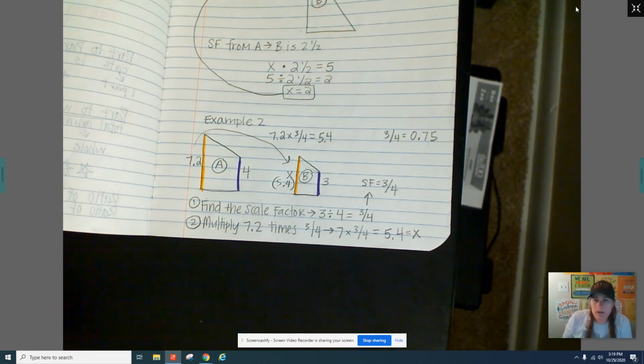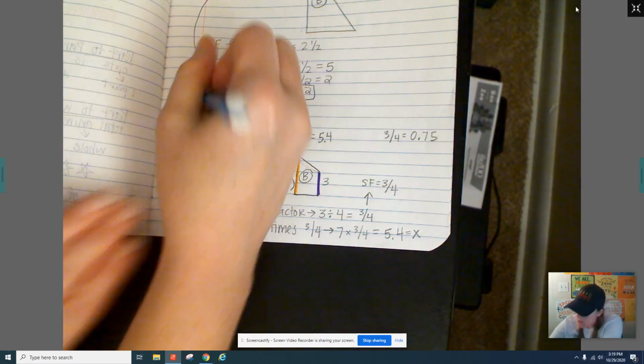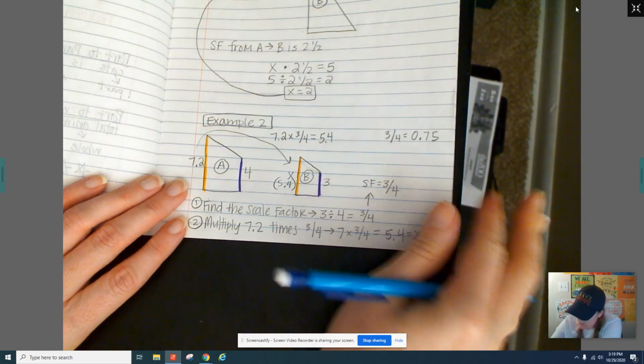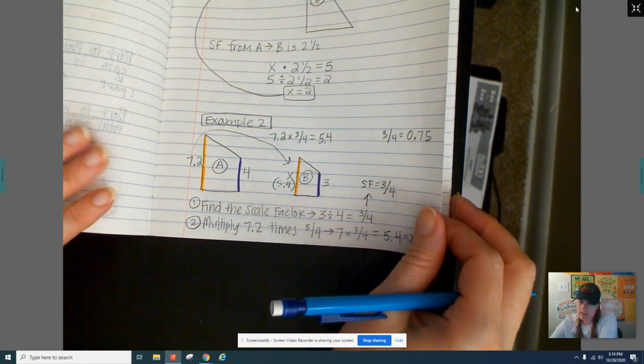Make sure you have all this written down for when you're working on these problems, because I don't expect you to master this today. But as we practice and you're struggling, I want you to have these notes to go back to and look at. I want to do one more example with you because I want to show you one more strategy for figuring out those missing sides.